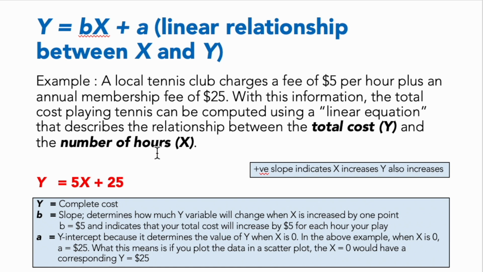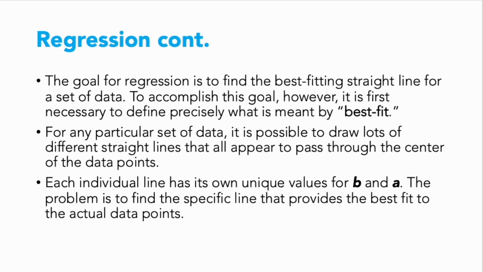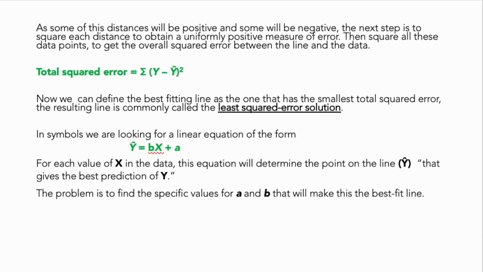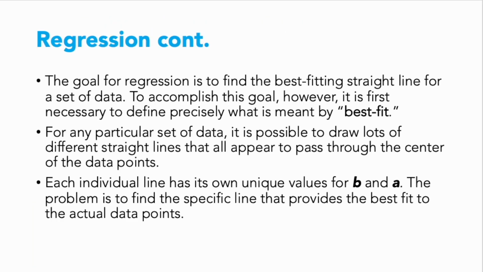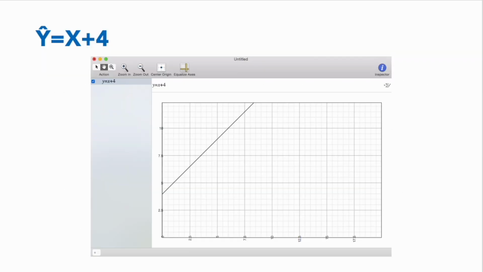Even if you play or not, there's a particular payment of $25 that you would have to make. So when x is 0, y is still 25. If you plot this, I don't have the plot here, but it should look something like this. It should start at 25.